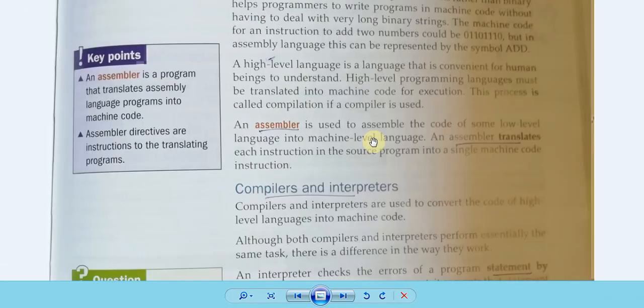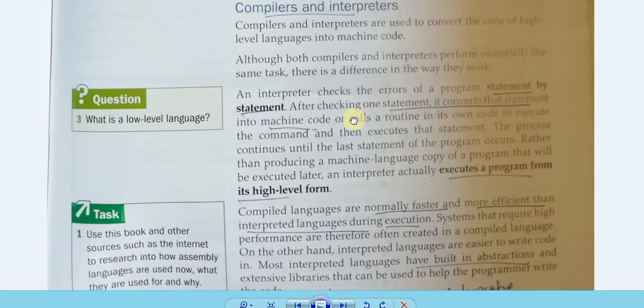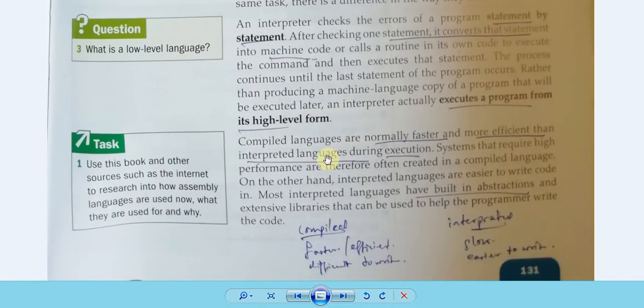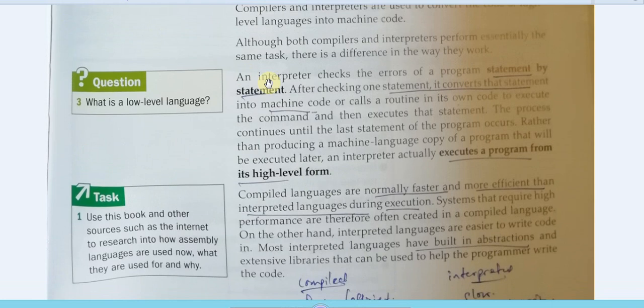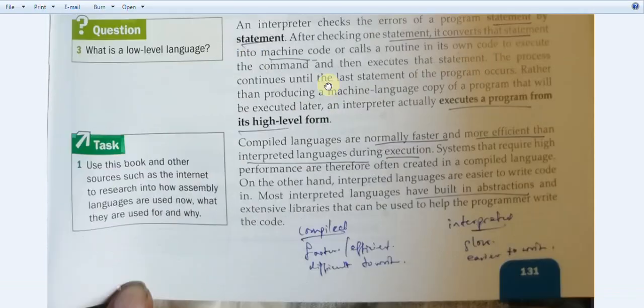An assembler is used on the assembly code to convert it into the machine language, right? An assembler translates each instruction in the source code into a single machine code instruction. Right, so this is what we discussed just a while ago. An interpreter checks the errors of a program statement by statement. Right.